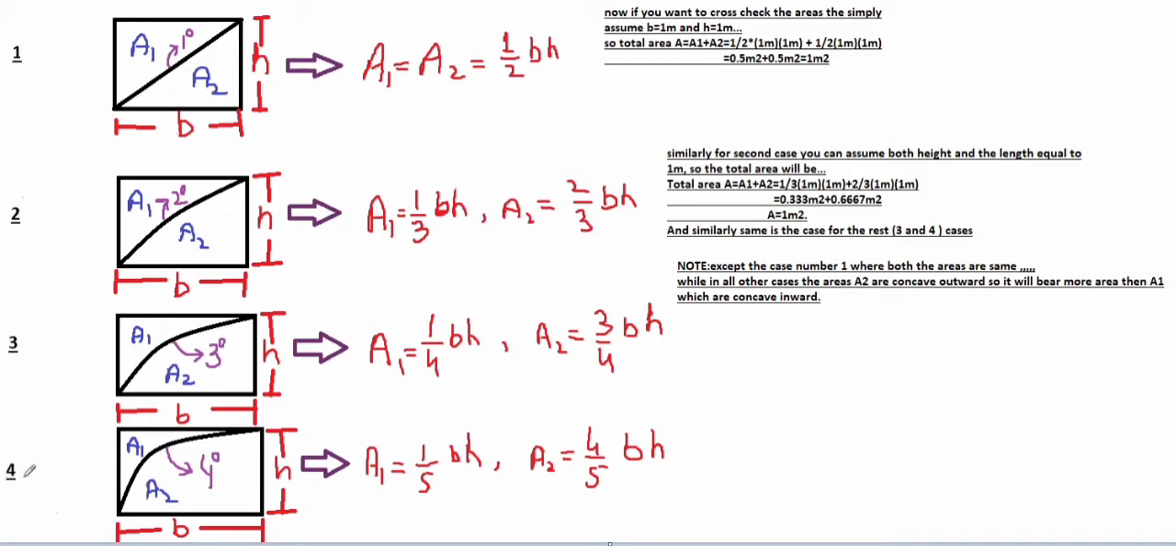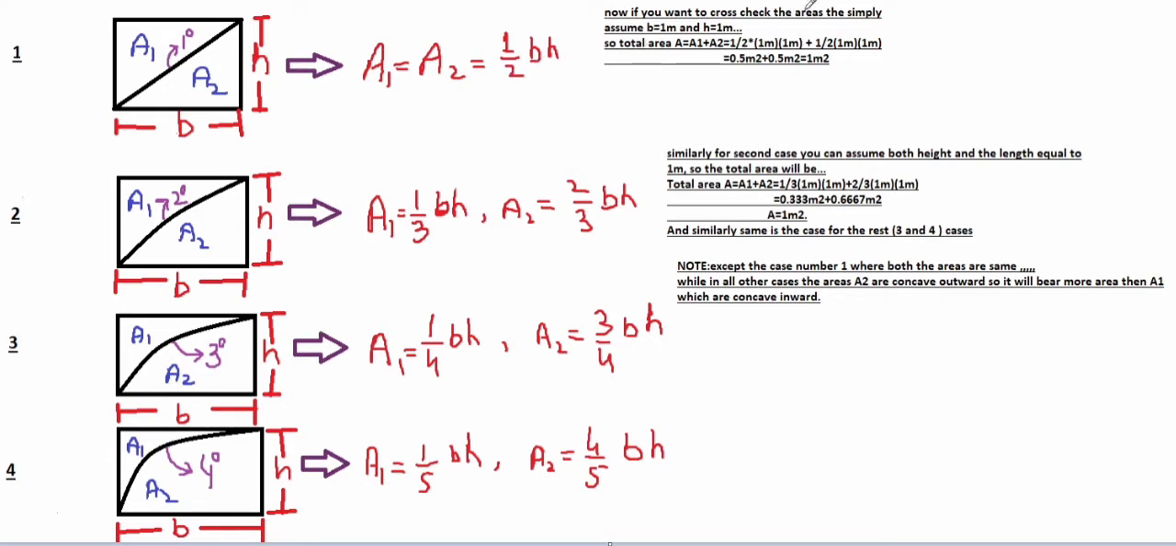Also in case number 4, A1 becomes smaller and A2 becomes larger than in case number 3, as it is due to the parabolic curve which has been bent by 4 degree and this was by 3 degree. So considering its dimensions as h and b, A1 is equal to 1 by 5 of bh as it was 1 by 4. So the denominator increases by 1 digit once again, so A1 becomes less than A1 of case number 3. A2 is equal to 4 by 5 of bh. So it becomes larger than A2 of the third case.